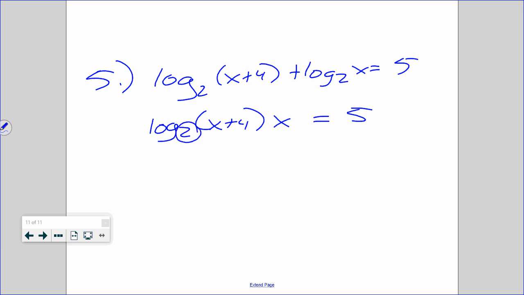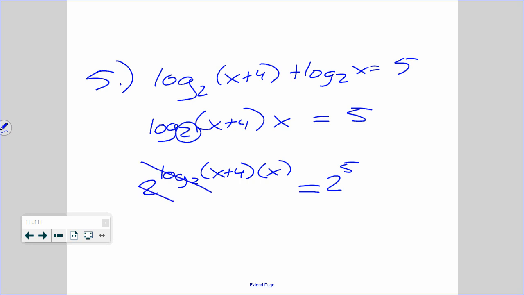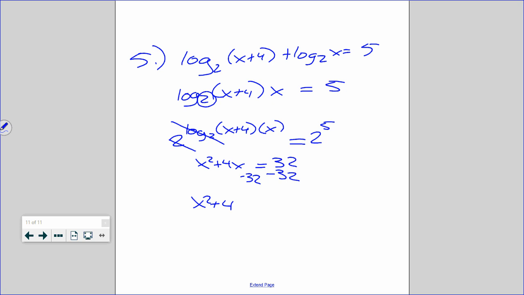We use base 2, so 2 to the log base 2 of x plus 4 times x, or if you already multiplied it through, that's fine, equals what? I don't throw a log in there, the log is already there. 2 to the 5th. The 2 is your base, everything becomes an exponent. Log base 2 and 2 cancel, so now I'm going to distribute, so we get x squared plus 4x equals 2 to the 5th, which is 32. Subtract 32 from each side. I get x squared plus 4x minus 32 equals 0.